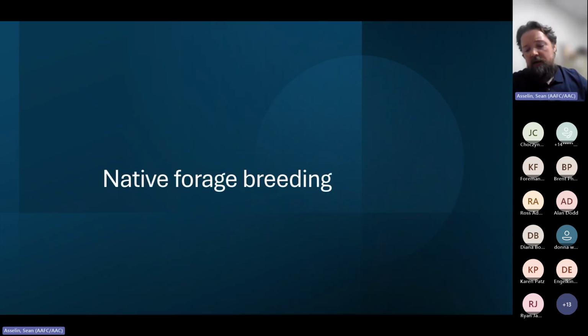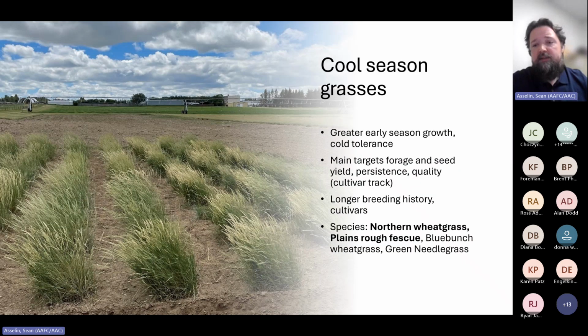Okay, so now I'll move on into some of the species we're working with here in Swift Current. Start with cool season grasses. These are species that tend to have very good early season growth and good cold tolerance. The main targets that we're looking at in a lot of our cool season grasses are for the forage market, so forage productivity, seed yield, and persistence, as well as quality.